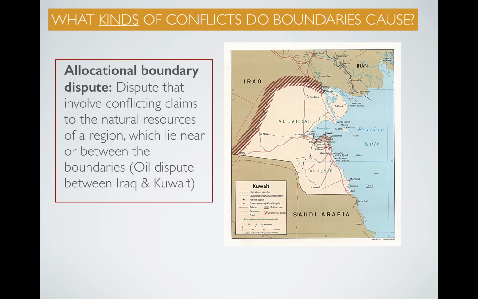So, for example, consider between Kuwait and Iraq, there are tremendous conflicts over resources, because if oil is found in the border region between the two, that's a tremendous economic opportunity that both governments are going to absolutely want to capitalize on. So an allocational boundary dispute is very specific to finding natural resources. That's got to be the key. These are disputes relevant to finding natural resources that fall right along the border between two countries.